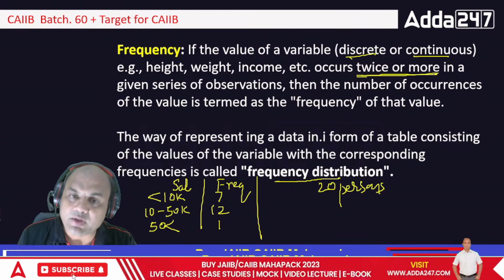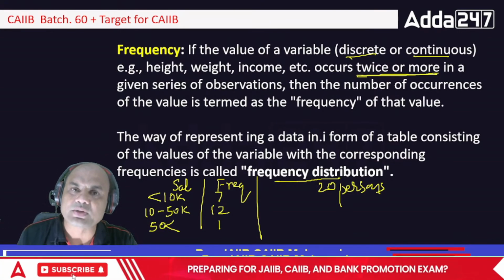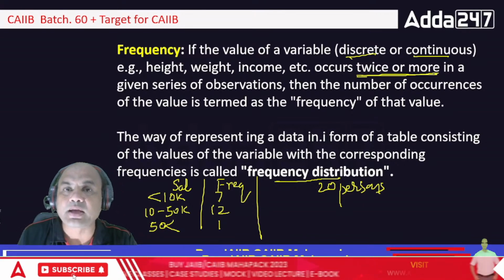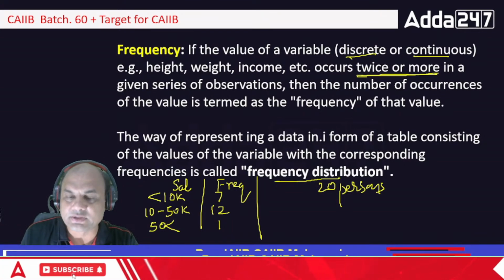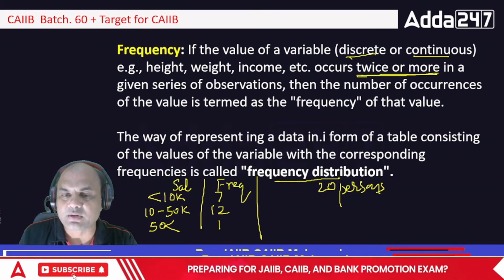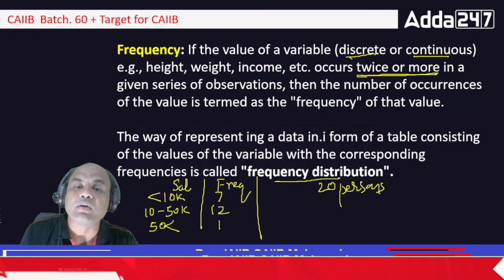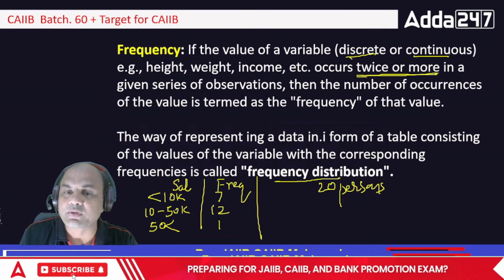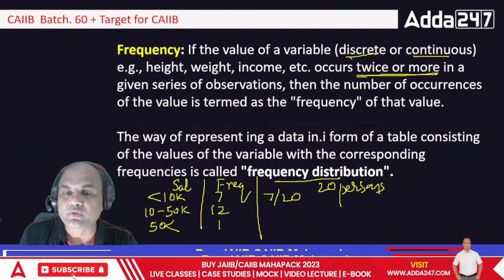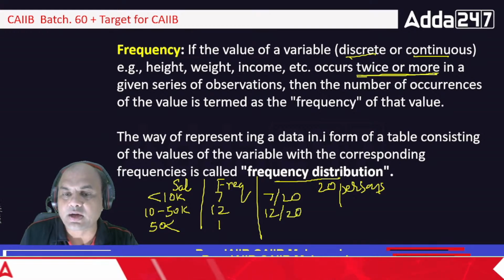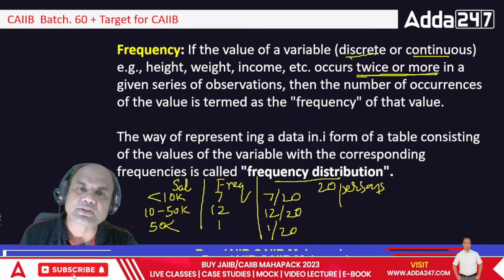But in your exam, even though this definition says twice or more, you might get a question which has 1 as a number and they'll be asking you for the frequency. In that case, frequency is 1 upon 20. Suppose this is my total data and I have to distribute it. I'll find the relative frequency: relative means 7 upon 20, this is 12 upon 20, and this is 1 upon 20. That is known as relative frequency, and these calculations move on.